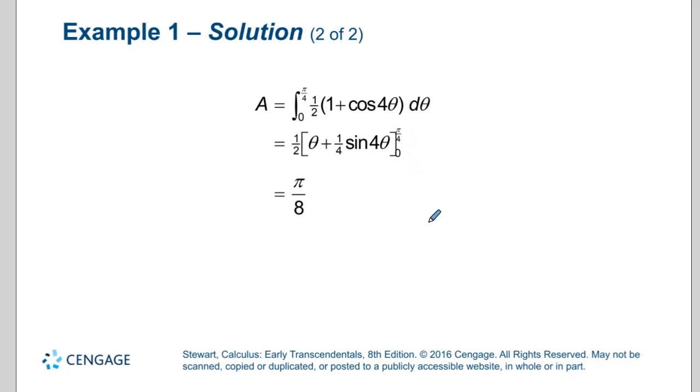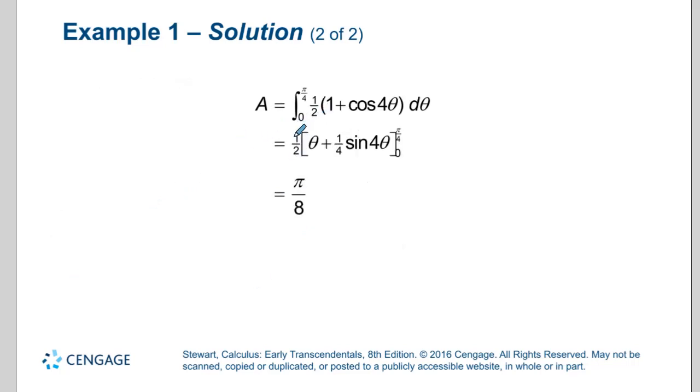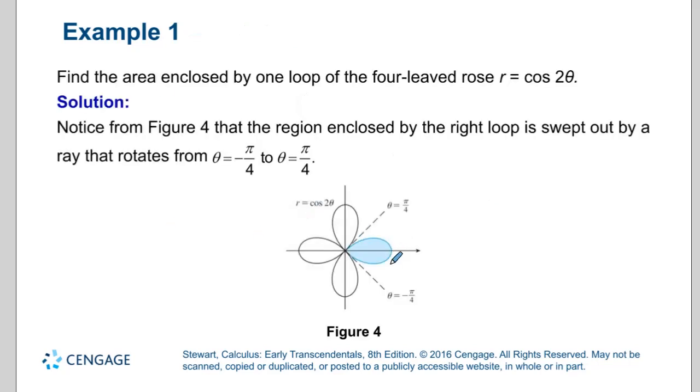Now, notice how this is 0 to pi over 4, where originally it was negative pi over 4 to pi over 4. Since it's symmetric on the top and the bottom, I can cut it in half, and that's where that 1/2 disappeared to. So this 1/2 is the 1/2 that's out there. The original 1/2 is gone. This is just looking at the top half of the leaf, and then since I'm doubling it, since I got rid of the 1/2, I'm looking at the whole thing. So I can just do it from 0 to pi over 4. Plug those in, and I get pi over 8. So that one whole leaf that I was looking at originally is pi over 8.